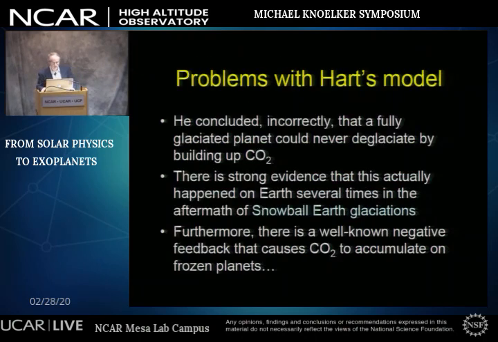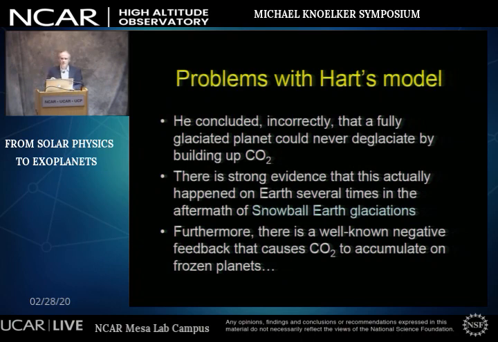All right, so I already said this. Hart concluded that a fully glaciated planet couldn't deglaciate. The reason he concluded that, I used to think it was because he didn't have the carbonate-silicate cycle feedback, which I'm going to talk about in a minute. But he did have a crude feedback in there. He chose a greenhouse model, which was very weak.